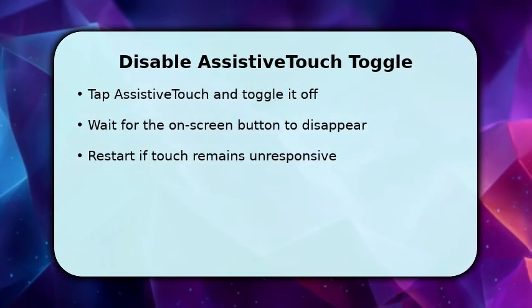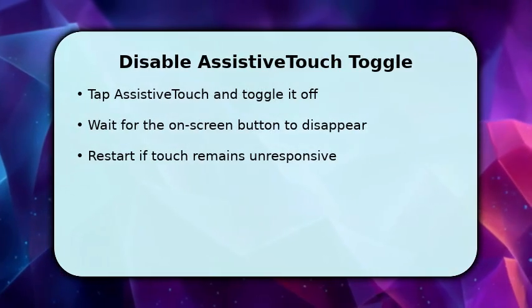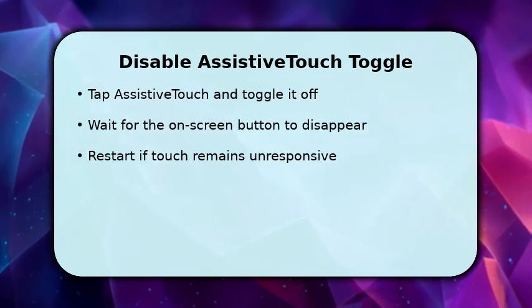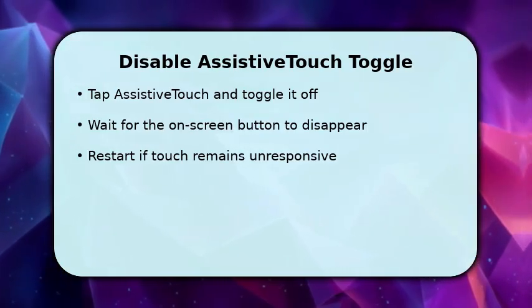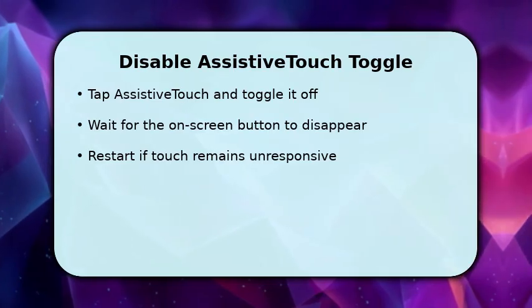Now tap AssistiveTouch, then switch it off. You're telling iOS to stop drawing the overlay button. You'll see the floating button fade out. This is immediate under normal conditions.